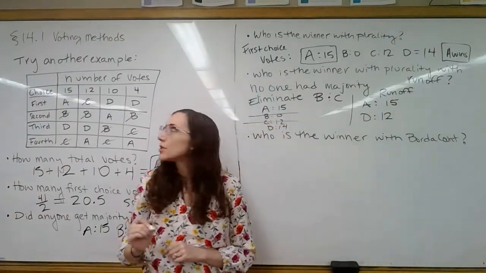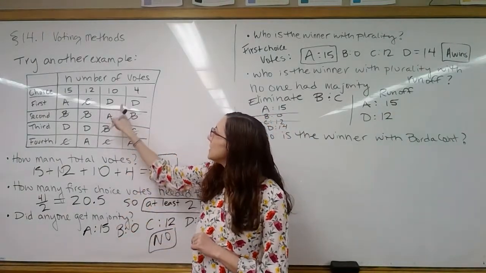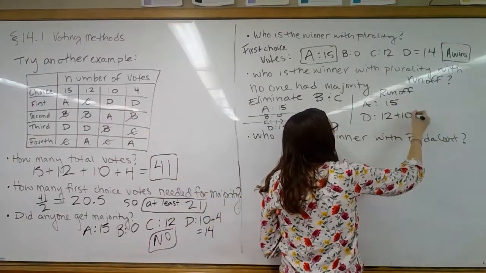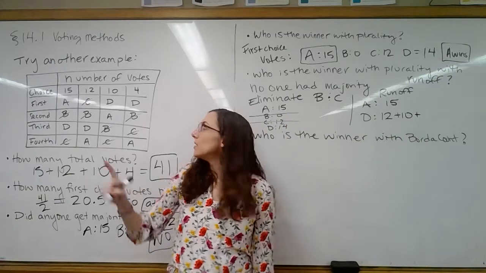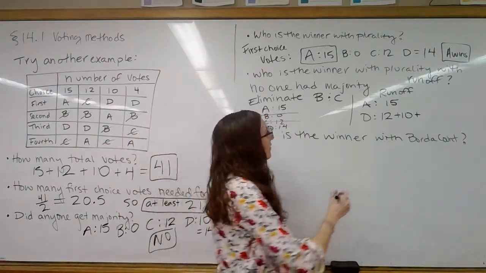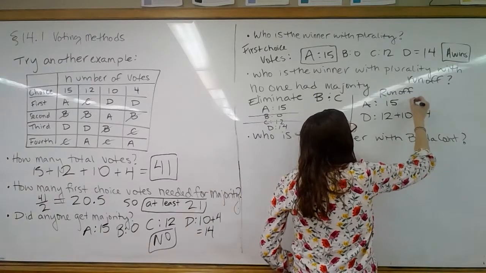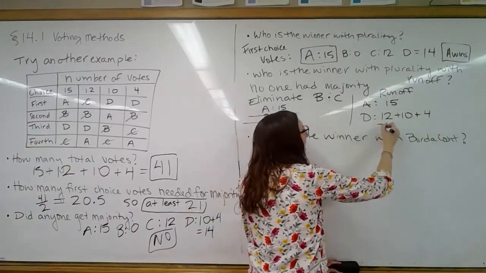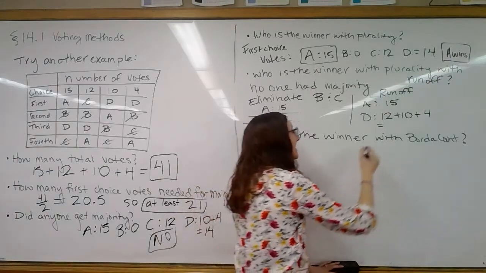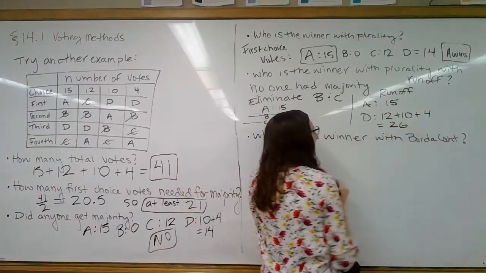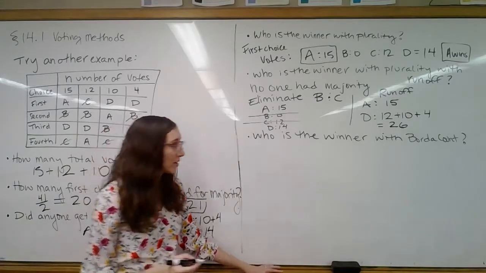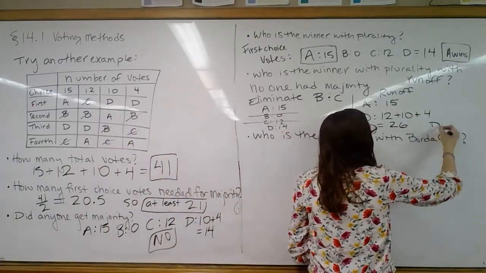And then going on to the third column, between A and D, D is preferred, so they get 10. And in the last column, between A and D, D is preferred, so they get 4. So A had a total of 15, and D had a total of 12 and 10 is 22, and then another 4 is 26. So then that would declare D the winner.